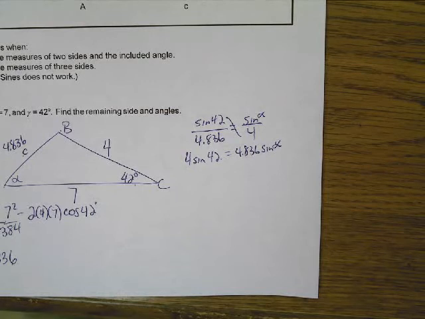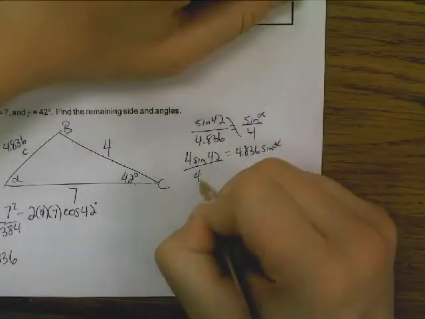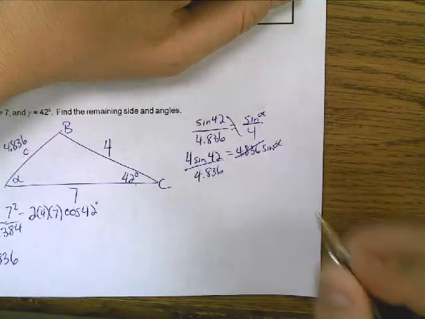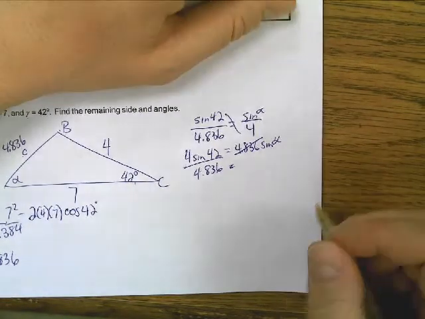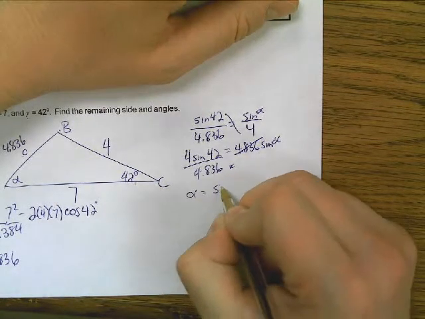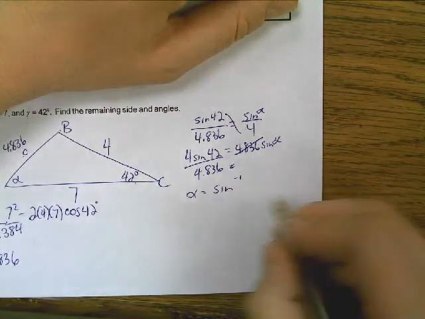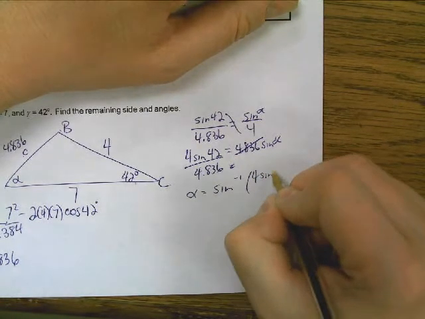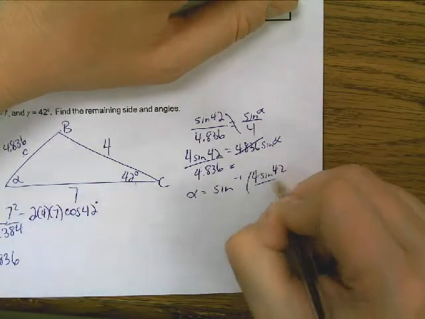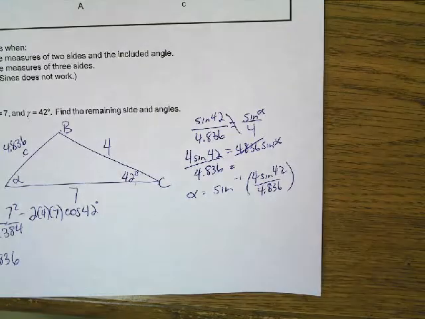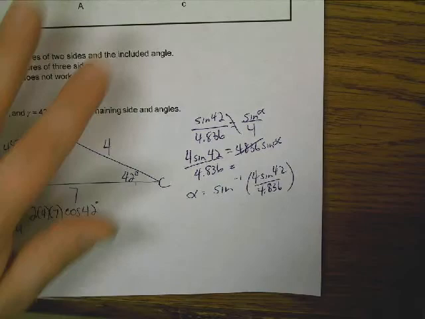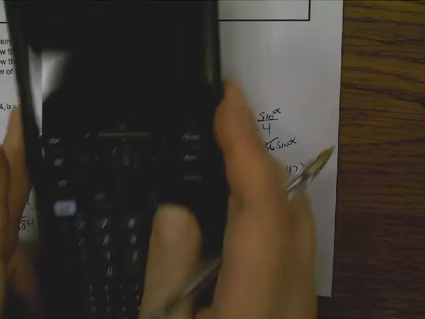Now, when I use that 4.836 on the calculator, I'm not going to type in 4.836. I'm going to use the big decimal on the calculator. But I need to divide by 4.836, so that takes care of that, which gives me sine of alpha. But then alpha is going to be the inverse sine, since we're looking for the angle, of 4 sine of 42 over 4.836. Now this is going to be kind of complicated to go up and grab the number, so I'm going to show you what I'm going to do.